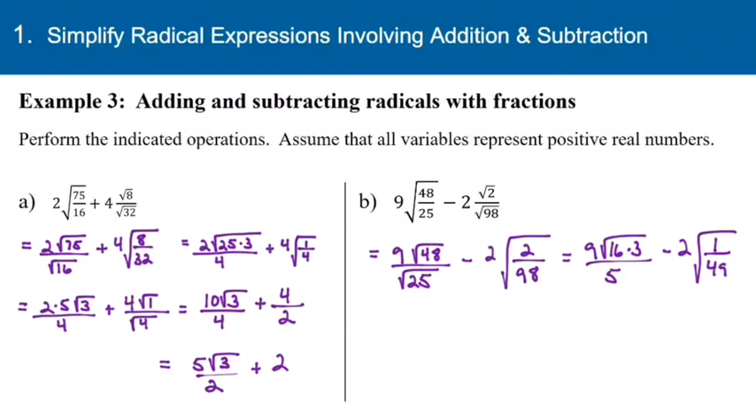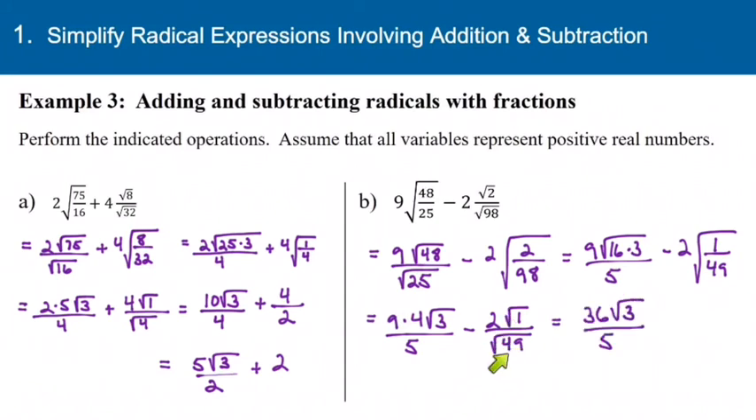And now we'll go ahead and simplify this radical using the product rule, and then we'll split this radical up into two separate radicals. So we'll have 9 times the square root of 16, which is 4, and then we have the square root of 3 here, and it's all over 5. The second term splits up into 2 times square root of 1 over square root of 49. And of course, all that's left to do now is multiply 9 times 4 to get 36, and then simplify the square root of 1 and the square root of 49 to get 2 over 7. So 2 times square root of 1 is 2, and the square root of 49 is 7.